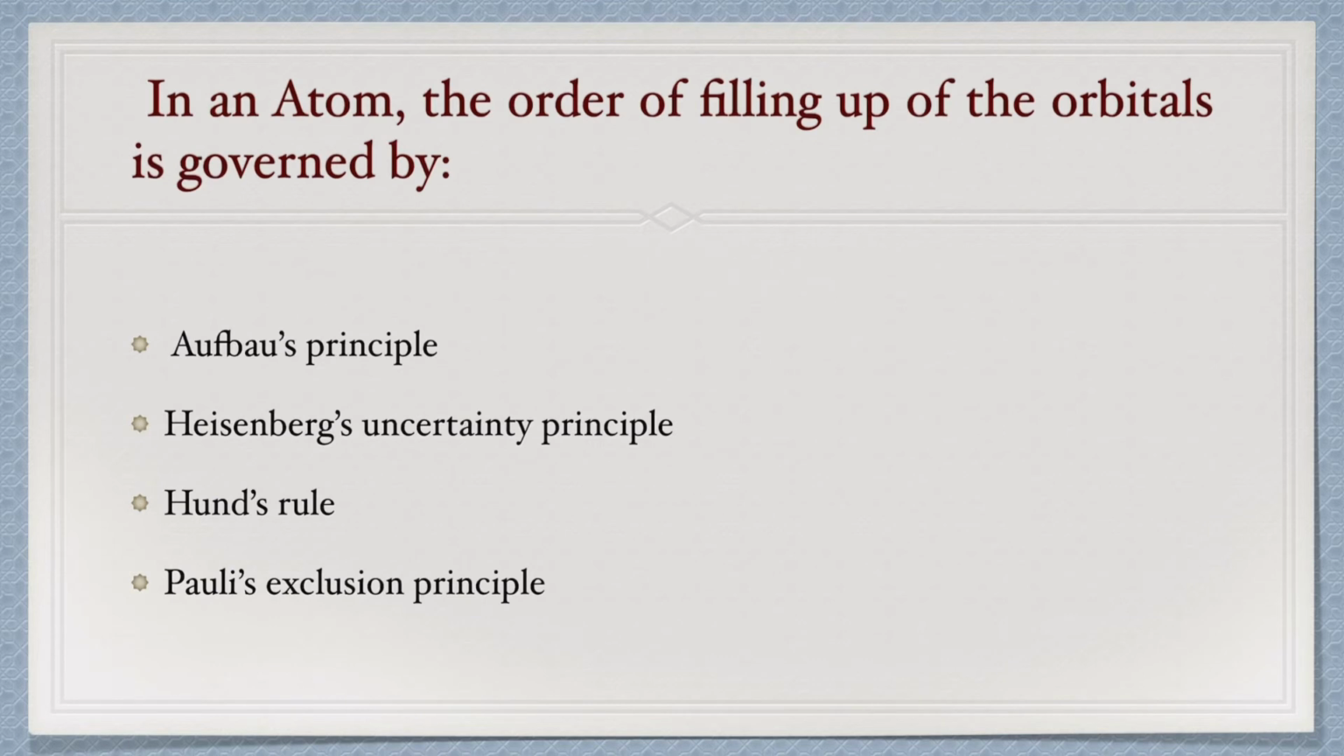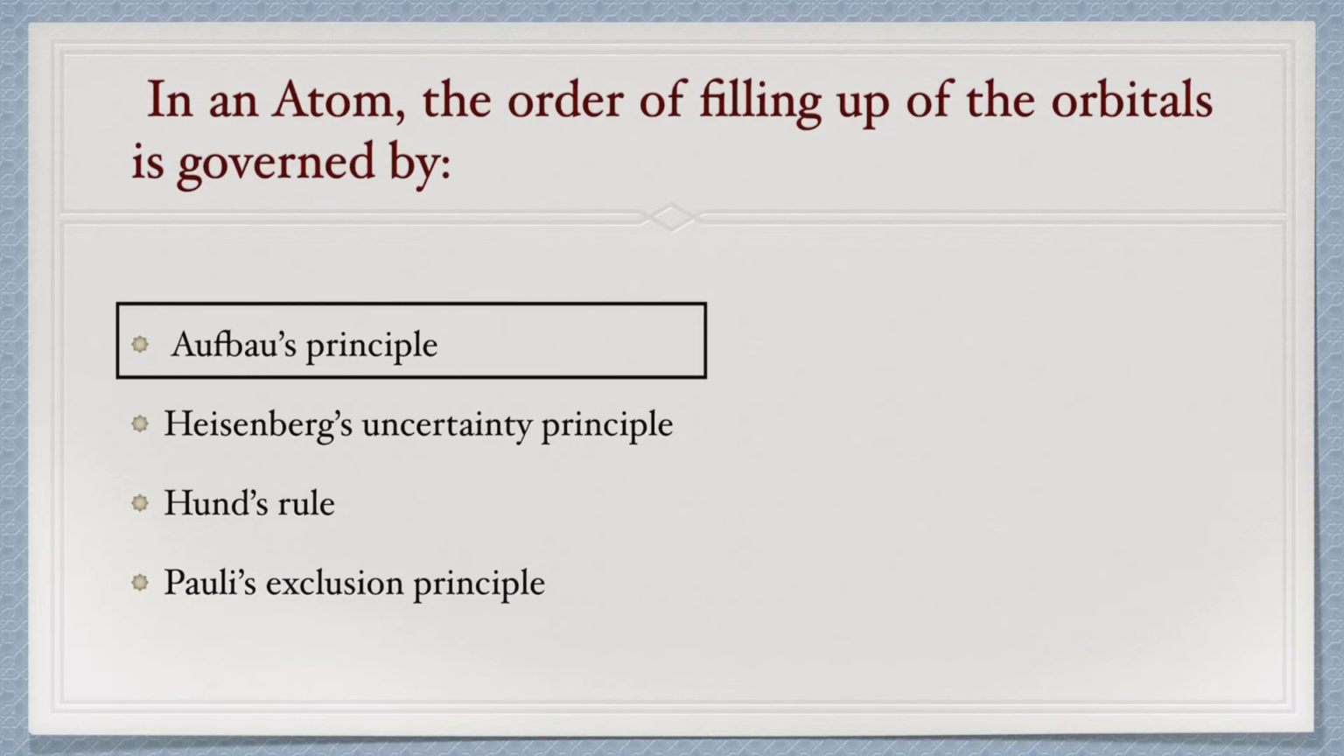Next question is: in an atom, the order of filling up of the orbitals is governed by. So this is the Aufbau principle. On the basis of this principle we will fill the electrons, that is, electronic configuration is derived from this principle. So the first option will be correct.